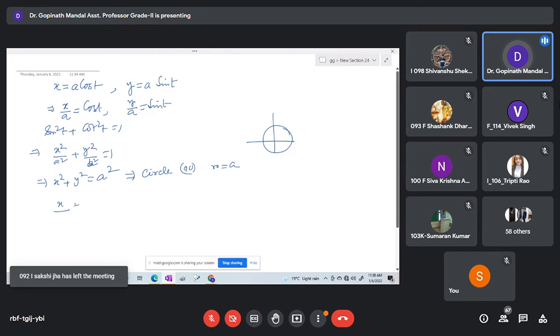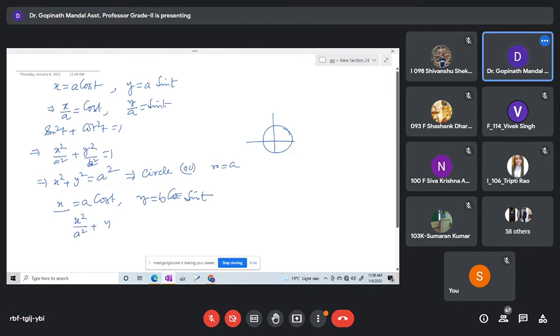If x equal to a cos t and y equal to b sin t, then it will be x square by a square plus y square by b square equal to 1. That means it is an ellipse.